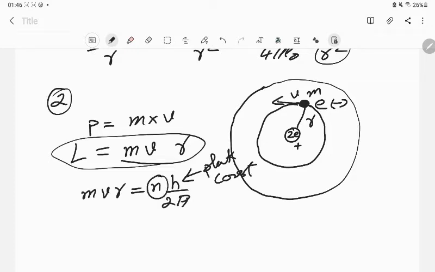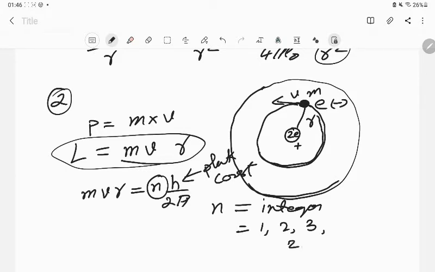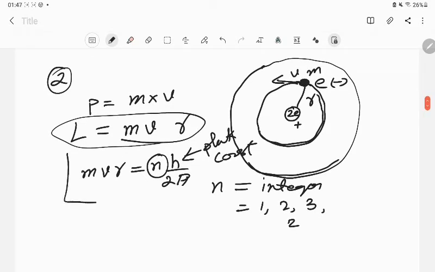Here n is what? Integer, okay. So angular momentum is equal to an integral multiple of h by 2 pi. So n is an integer: 1, 2, 3 like this. For the first orbit, n will be 1. For the second orbit, n is 2. So this is the condition that the electron can move in a fixed orbit.